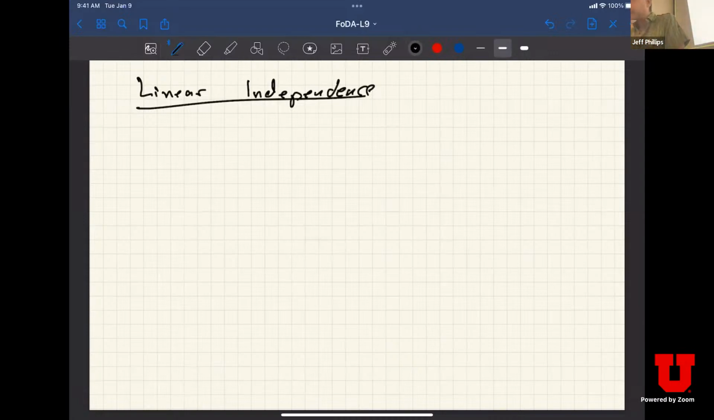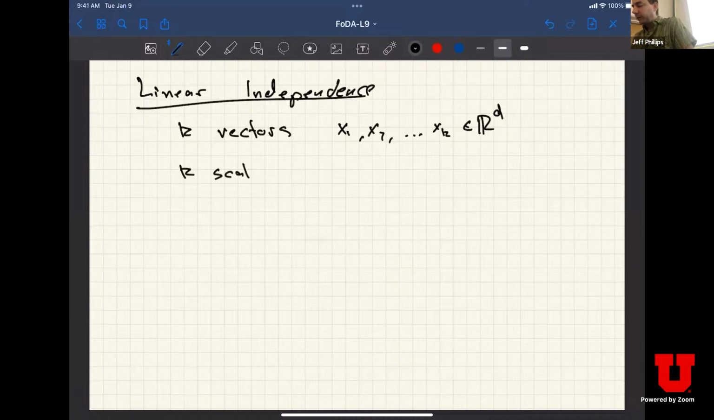Okay. And we're going to think now about having k vectors, x1, x2, up to xk, and these will be vectors in R^d. So they're all of the same length. We're also going to have k scalars, alpha 1, alpha 2, up to alpha k, and these will just be real values.